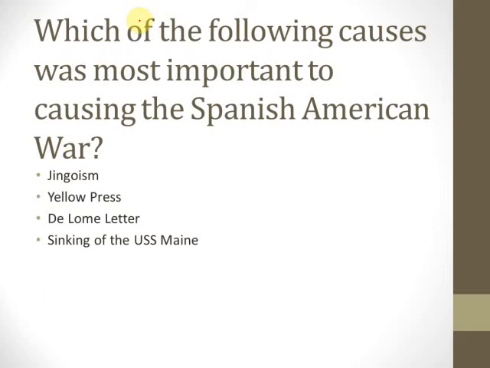About 2 minutes. So again, if you feel like you've sufficiently answered one, choose another cause and explain why that was also important to causing the war. Again, try to draft out your ideas.